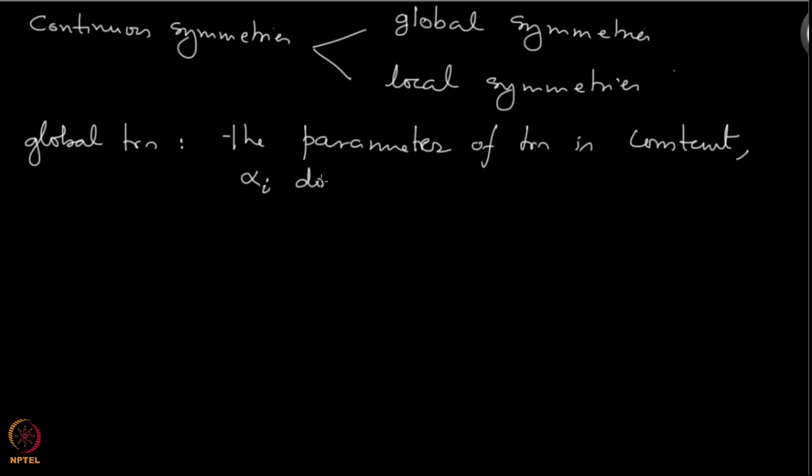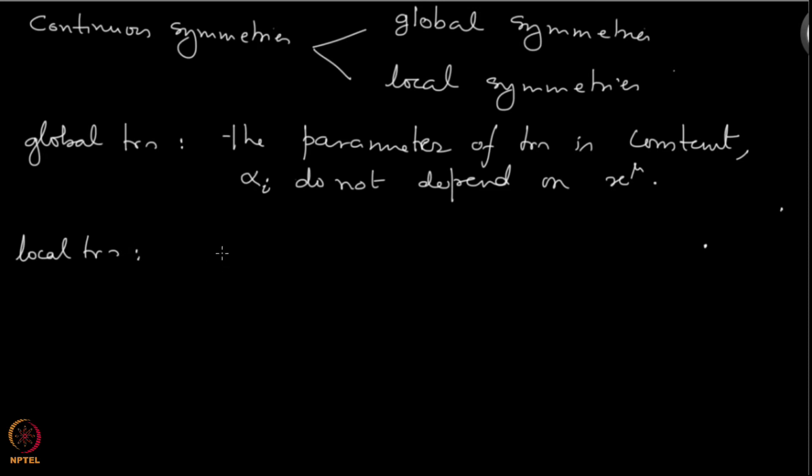Alpha_i do not depend on x, or x^mu. So global means what? Everywhere, right? When you do a transformation, the transformation is done in the same manner at all space-time points. The transformation does not change from this space-time point to that space-time point. So it's global in the sense that it's the same transformation everywhere. That's why it's called global transformation, as opposed to local transformation.